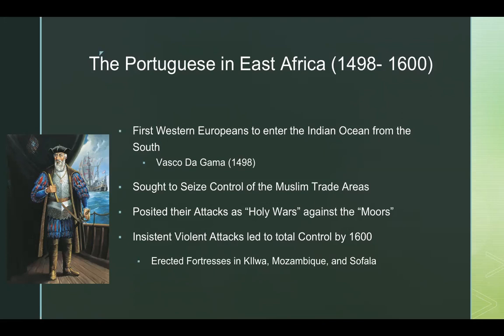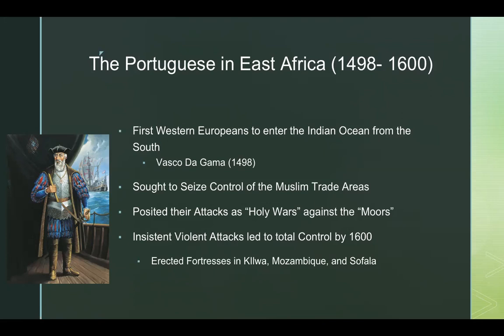So that's one reading of how this violence occurred. And let me see if I can find, I've got a couple of different sources here that are talking about it. So this is more of the same.